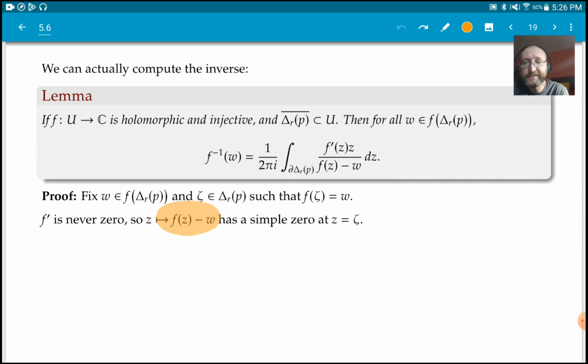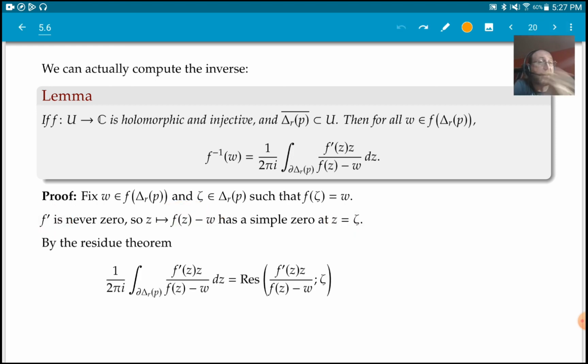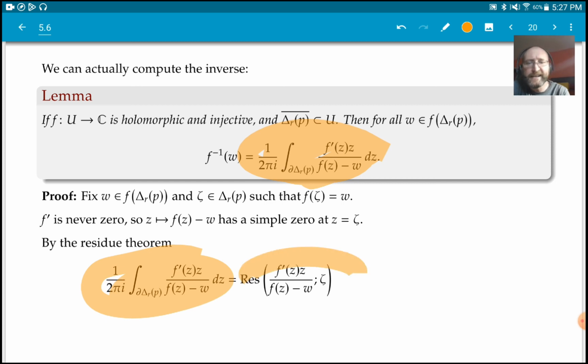So that means that this function, as a function of z, f of z minus w, has a simple zero at zeta, right? Because we know that f of zeta is w. So it has a zero, and because the derivative is never zero, it is a simple zero. Now, by the residue theorem, let's just plug this in. We have the residue theorem for computing these sort of integrals. So we plug this in, and that just says that it's the residue of this at zeta.